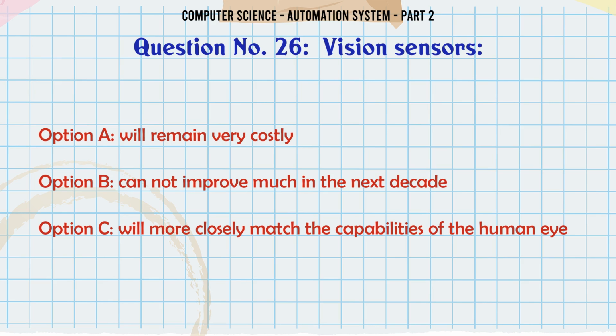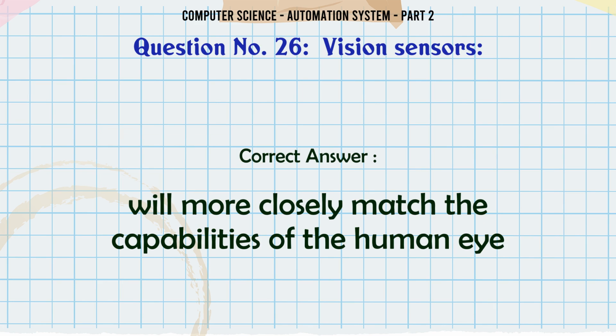Cannot improve much in the next decade. C. Will more closely match the capabilities of the human eye. D. All of the above. The correct answer is will more closely match the capabilities of the human eye.